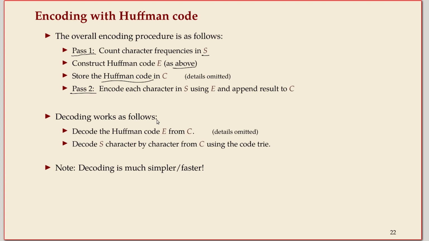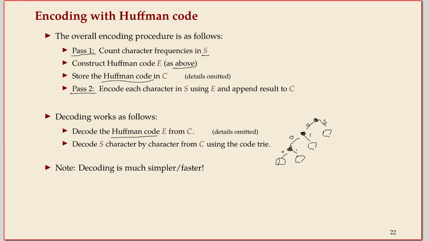Decoding just does the same thing in reverse. You start reading the Huffman code from E. Again, the details are omitted, but what that step has to do is to reconstruct this Huffman trie. And then the second step is you read character by character from the coded text and decode it using the trie. So again, remember, if you have this trie with the different leaves, each bit in the input tells you whether you go left or right. So there's the 0 and the 1 in each step. And that, when you reach a leaf, tells you what to write to the output. And then you continue back at the root.